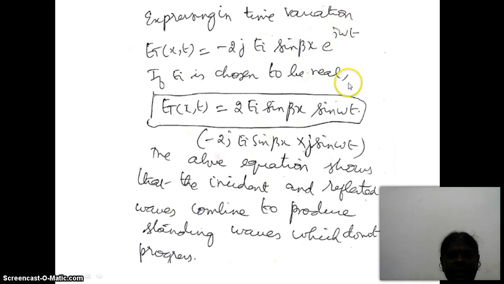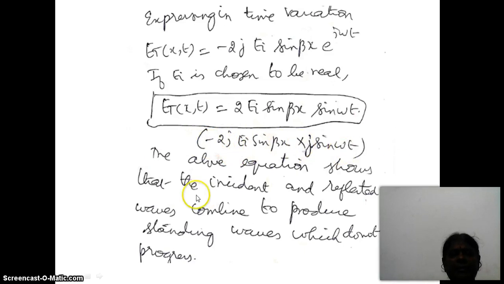If EI is chosen to be real, it can be written as ET of x comma t equal to minus 2j EI sin beta x. So if we consider it as real, take the real part alone. So it is 2 EI sin beta x sin omega t, neglecting the imaginary term. So this is obtained. There is minus 2j EI sin beta x into j sin omega t. Here we have written only j sin omega t. So when you multiply, minus of minus becomes plus. So we will be having 2 EI sin beta x sin omega t.